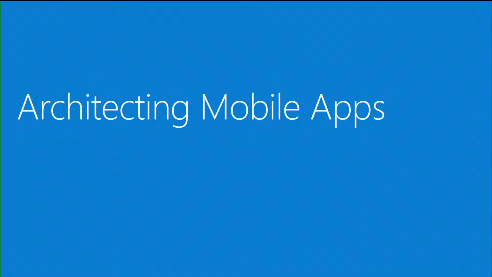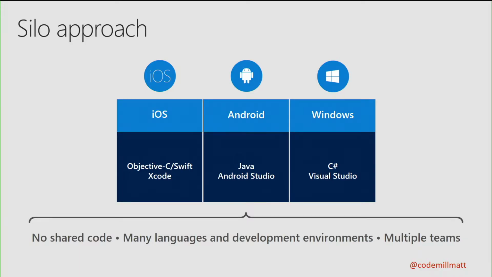So how do we go about architecting these mobile native apps? Well, first way, you have the silo approach. And this is what you kind of think of in a traditional sense. You have iOS with iOS developers using Objective-C and Swift doing their Xcode. Android, completely different set of developers using Java and Android Studio. Then Windows with C# and Visual Studio. 3 different teams, 3 different languages, no shared code amongst them. They're trying to create more or less the same app, but it's totally different.